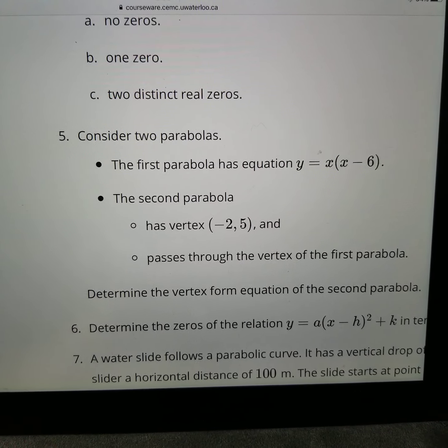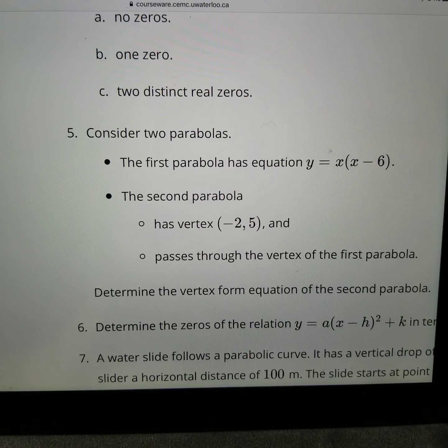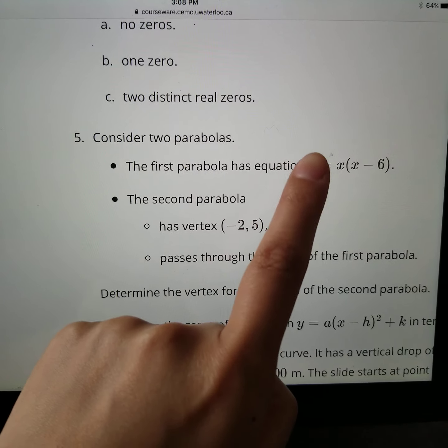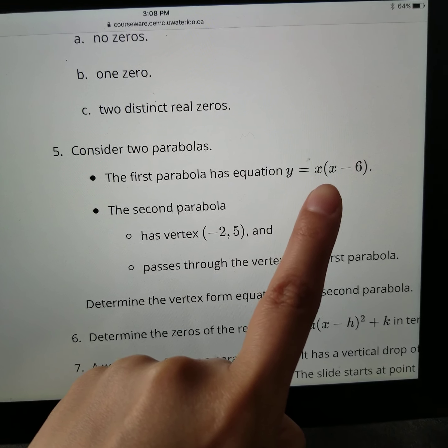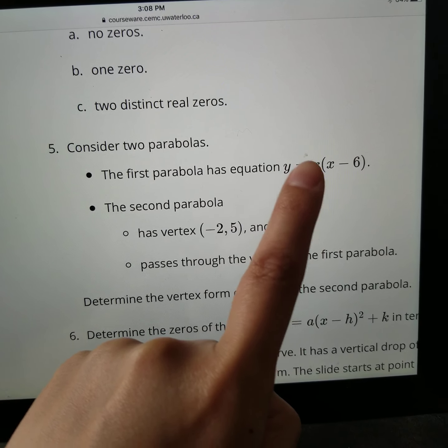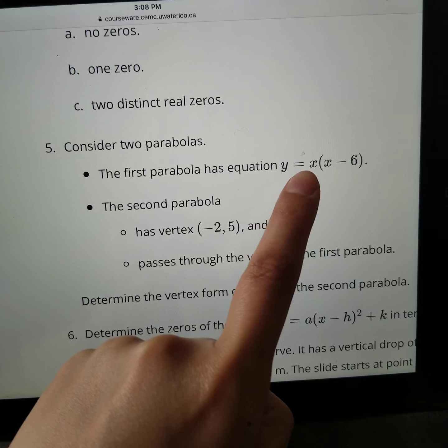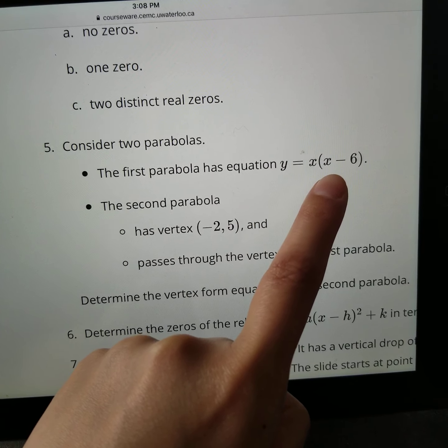They say that we have these two parabolas. There's going to be one parabola that's written in factored form. I know it's opening up. Because it's written like this, I can easily identify the x-intercepts. So this one would be at 0 and this one would be at 6.